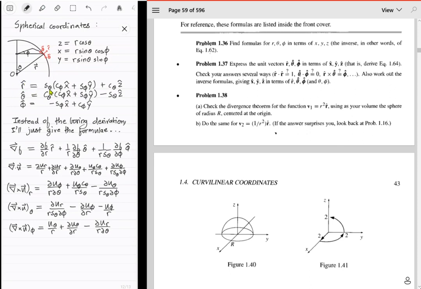You can also view it like this. It's sine theta times the unit vector in the xy plane, the projection of r hat on the xy plane, plus cosine theta, and then you have z hat over there. I shouldn't say the projection; I should say the unit vector along the projection. Whatever. That's what r hat is.